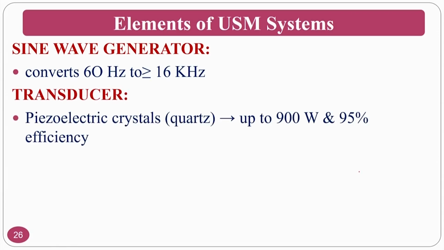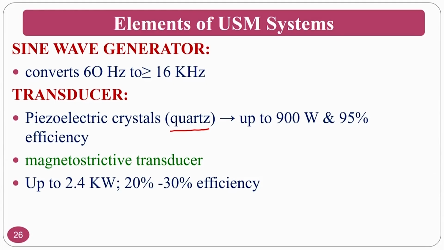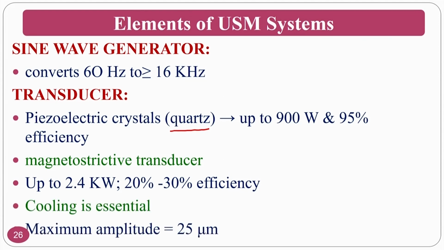The transducer is basically piezoelectric crystals, of which quartz is normally available. It has a good efficiency of about 95%. Magnetostrictive transducers are normally up to 2.4 kilowatts, where the efficiency is only 20 to 30%, that is why cooling is essential, and the maximum amplitude is 25 microns. This is about the magnetostrictive transducers.